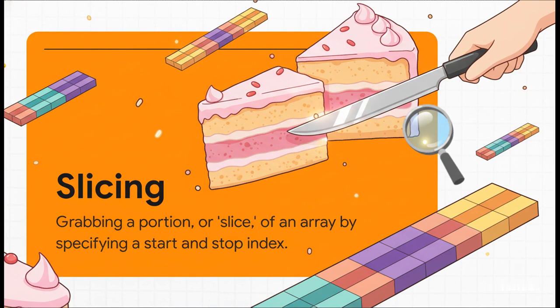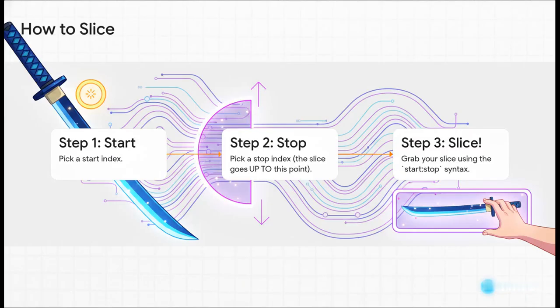You're not just picking up a single sprinkle, you're cutting out a whole piece, from a start point to a stop point. And it's basically a 3-step dance. Step 1, you tell it where to start the slice. Step 2, you tell it where to end the slice. But, and this is super important, the slice goes up to but doesn't actually include that final number. Okay? Remember that. Then, step 3, you just grab your piece of cake.